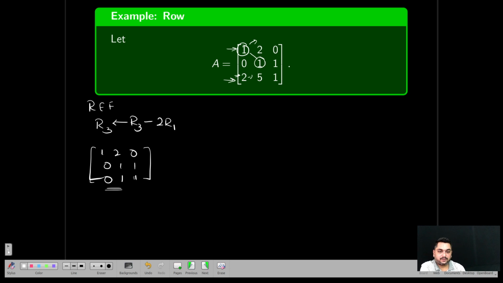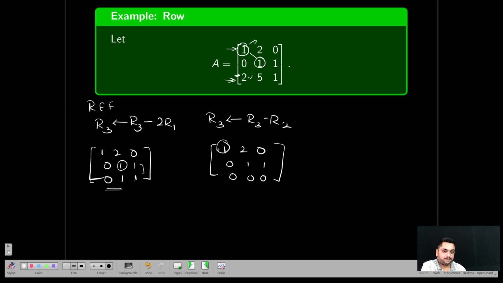Now can I still further simplify? Yes. Because if this is the pivot element, the next element below it should be 0. How will you make it 0? So if I subtract these two rows, this will become 0. So I will take R3 as R3 minus R1, sorry, R2. So now it will become 1, 2, 0, 0, 1, 1, and then subtract 0 minus 0, 1 minus 1. Can I still further simplify? No. This is a pivot element, below it is 0. This is a pivot element, below that is 0. Okay. It is satisfying all the conditions of row echelon form. So this is in the row echelon form.